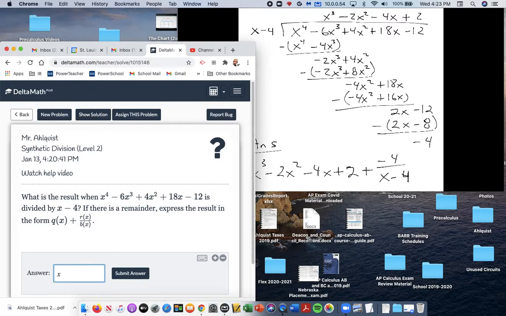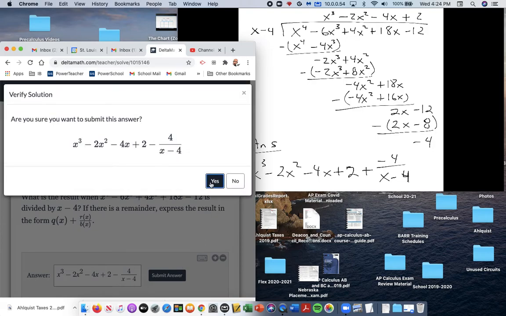So let me type it in here. X to the third minus 2x to the second minus 4x plus 2 plus negative 4 divided by, and there's the problem. See how I made it that plus negative. Let's just do that as a negative there. That'd be fine. And let's do x minus 4 here. And that should be our right answer there.